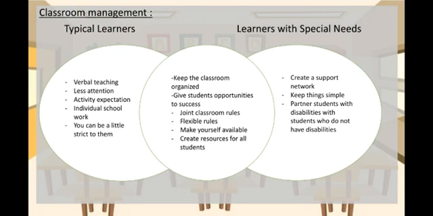The second circle is the learners with special needs. For this circle, first is create a support network. It is where you need someone to talk to or to rely on. Next is keep things simple, because as a learner with special needs, you must keep their activities simple so that they can easily finish or understand them.